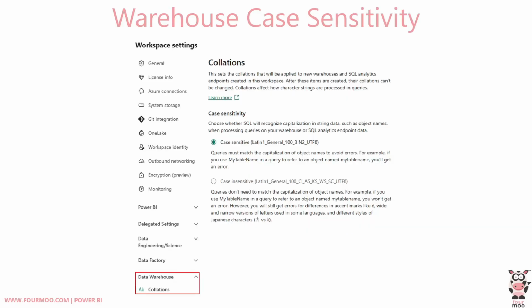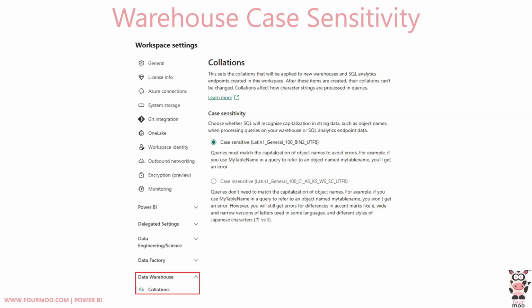Next is a warehouse case sensitivity that now can be applied on a workspace. So what that means is when you create a new workspace, you can now decide what you want to set the case sensitivity for your warehouses. If it's case sensitive, it means your uppercase and lowercase, you have to write it exactly, versus case insensitive means it doesn't matter.